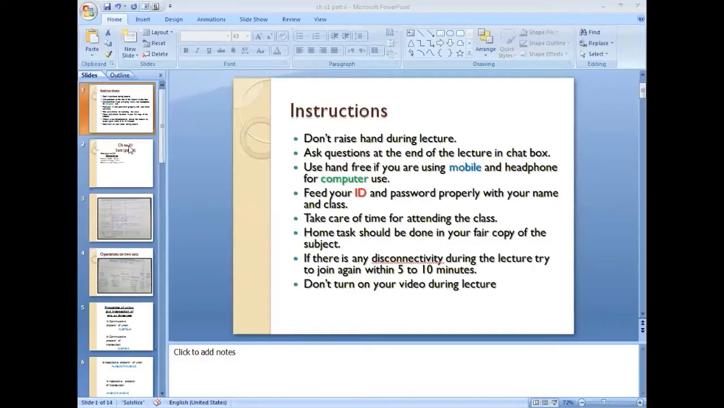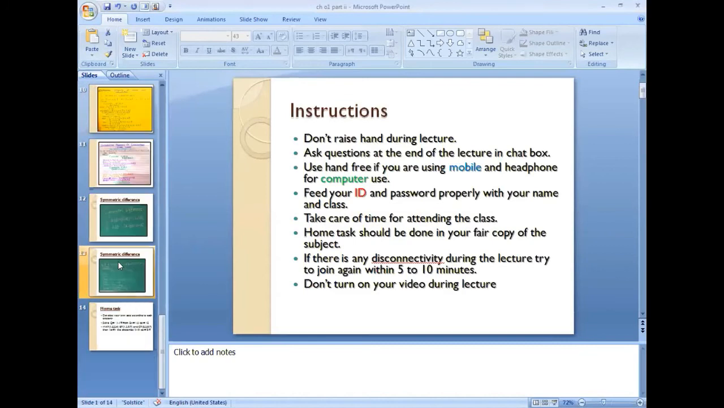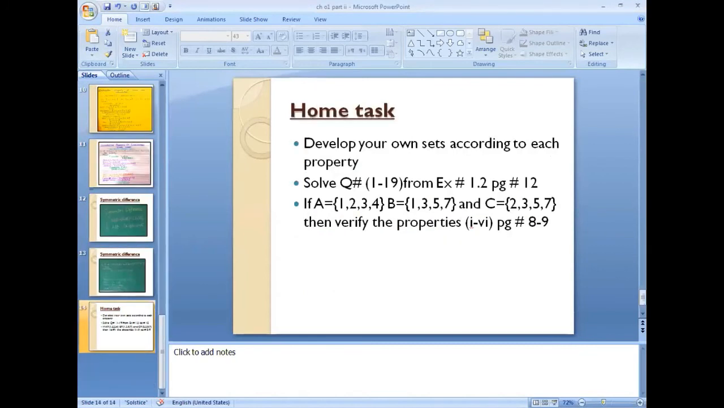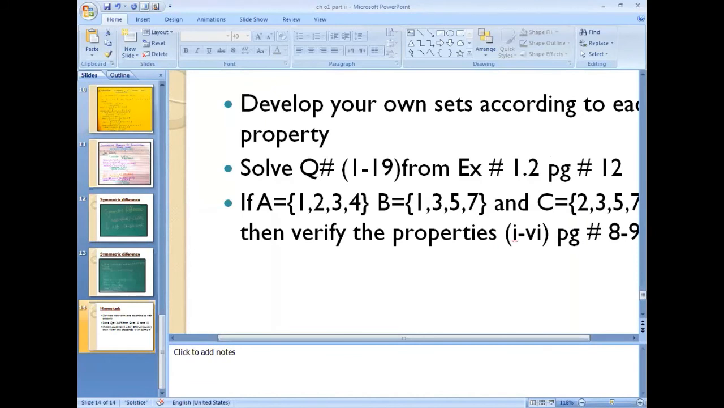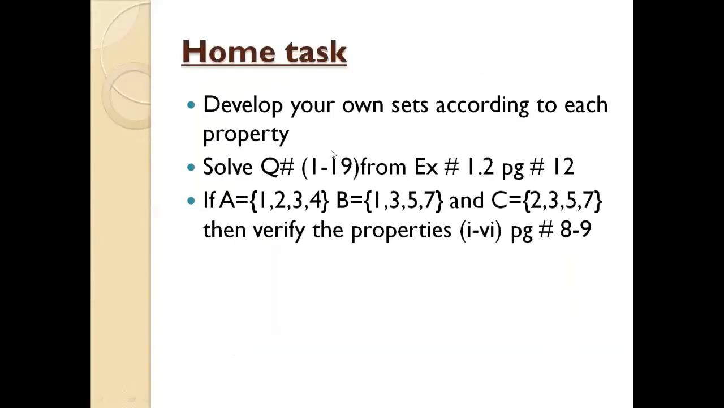Then the second assignment is that you have to verify all the properties we have discussed today, 6 properties: commutative property of union, commutative property of intersection, associative property of union, associative property of intersection, distributive property of union over intersection, distributive property of intersection over union. On these sets, which are displayed on the screen, note down these sets, and then you have to verify all the 6 properties in your fair copy.